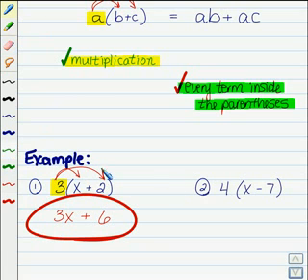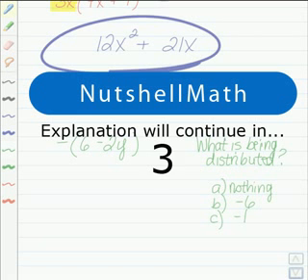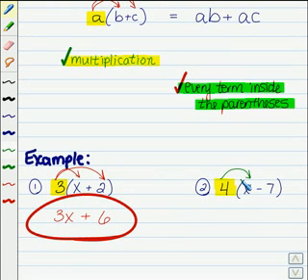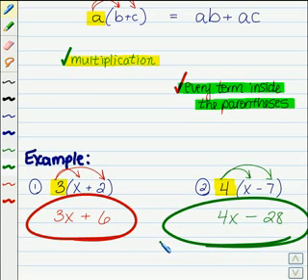I want you to try this next example. In this problem, we'll be distributing the 4. So take that 4 and multiply it by each of the terms inside the parentheses. When you've gotten your answer, click Continue at the bottom of the screen. To start off with, we'll multiply 4 times x and get 4x. 4 times 7 is 28, so the answer that I hope you got there was 4x minus 28.